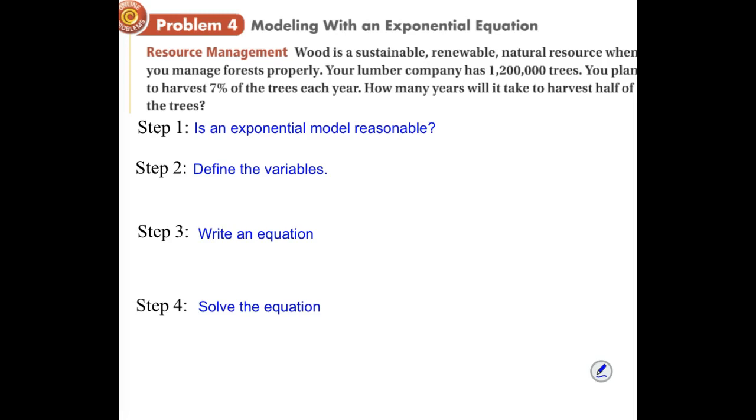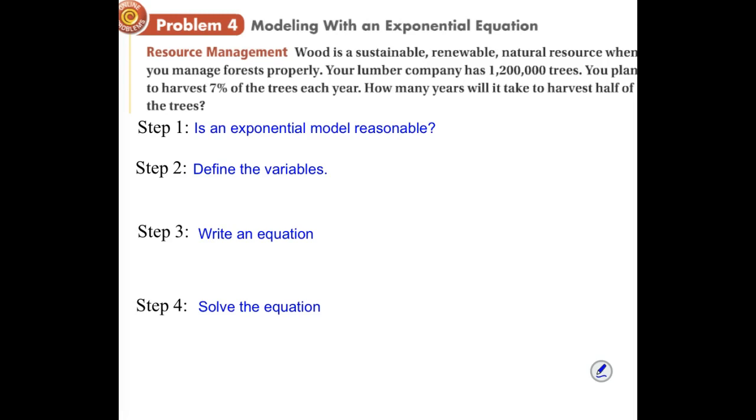Last question. It says resource management example here. Wood is a sustainable, renewable natural resource when you manage the forest properly. Your lumber company has 1,200,000 trees. You plan to harvest 7% of the trees each year. How many years will it take to harvest half of the trees? So the first question is, does this fit an exponential model?